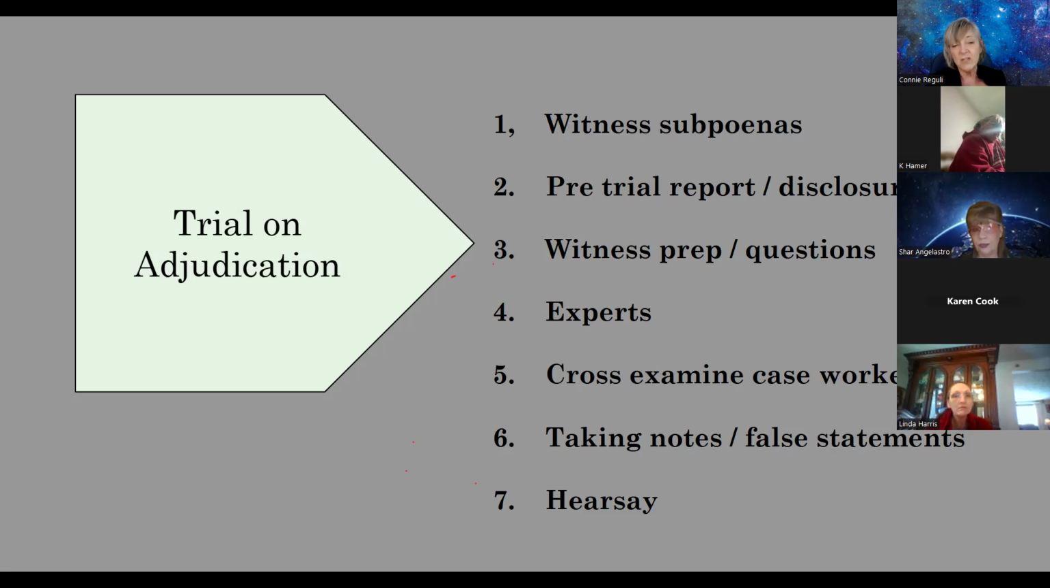And experts, we've done another training on experts, but experts are there to give opinions on things like mental health, like education, whatever is needed. And cross-examining caseworkers, what does that require?